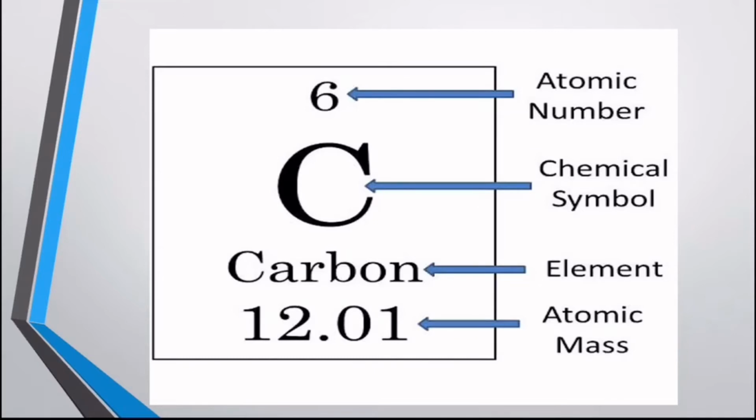Every element has a specific atomic number and atomic mass. 12.01 is equivalent to the value of 12 after rounding off, so the atomic mass of carbon is 12, and the atomic number is 6. As we all know, the atomic number is equal to the number of protons. In the same way, every element has its specific atomic number.